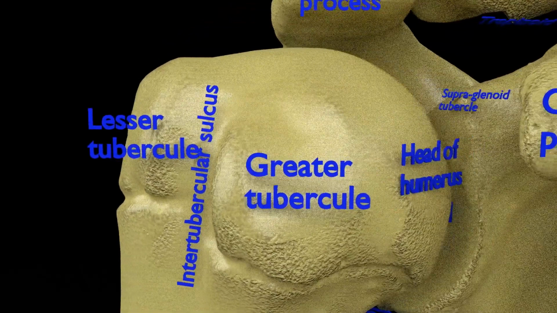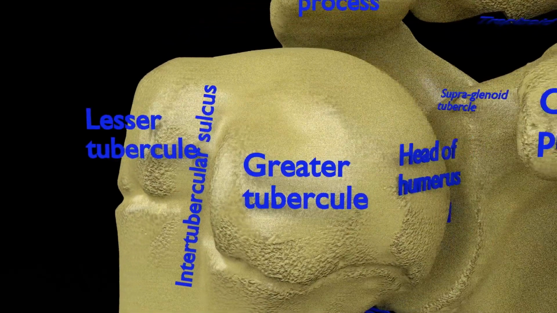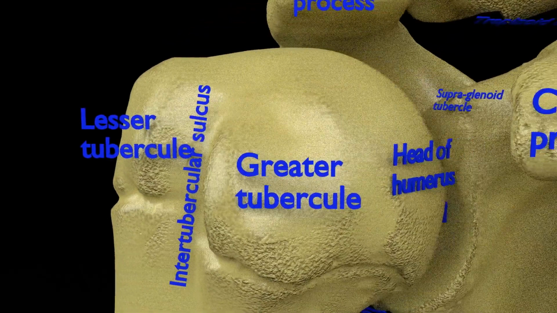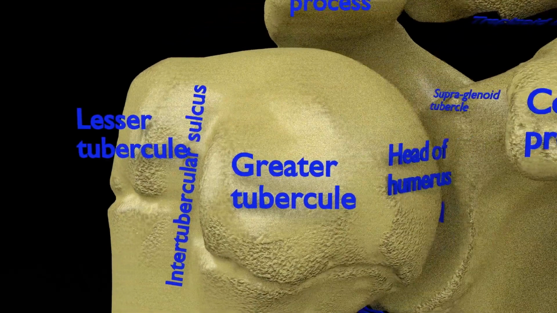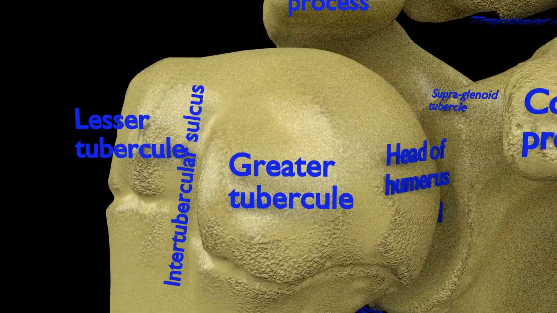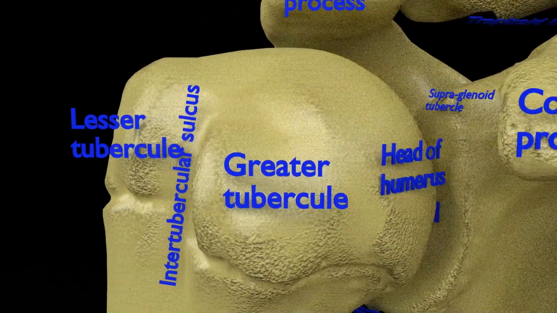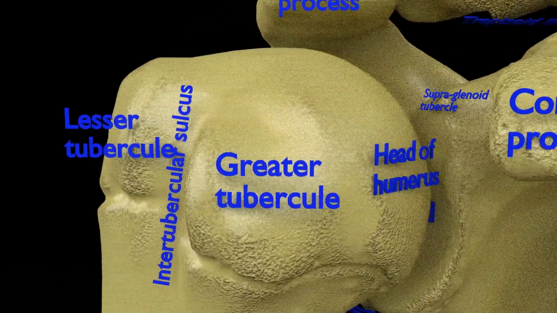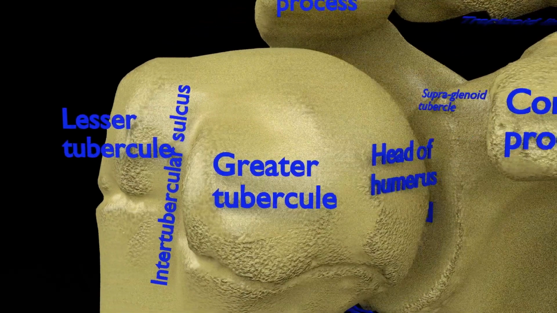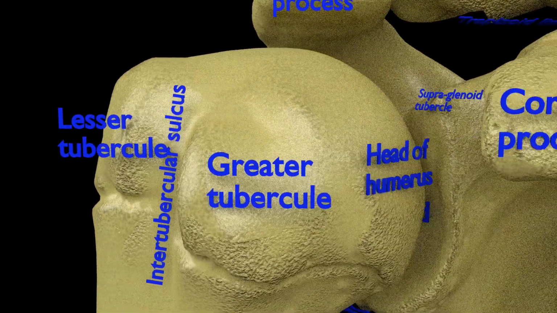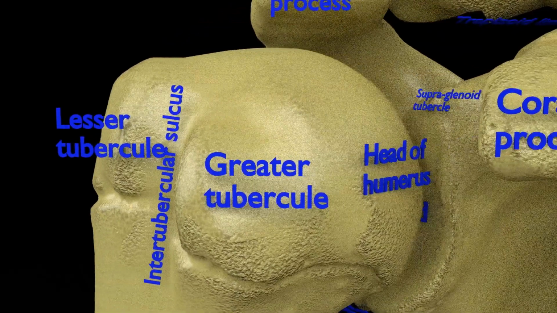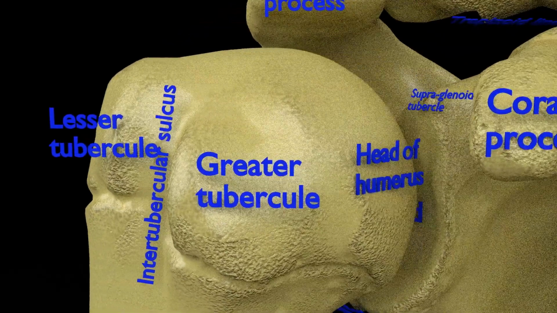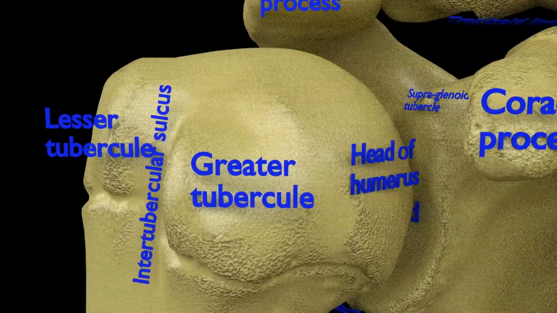The lesser tubercle provides insertion for subscapularis muscle. The lateral lip of intertubercular sulcus provides insertion for pectoralis major. The medial lip provides insertion for teres major, and the floor of sulcus provides insertion for latissimus dorsi muscle. You can remember this by a mnemonic, that is, lady between two major.